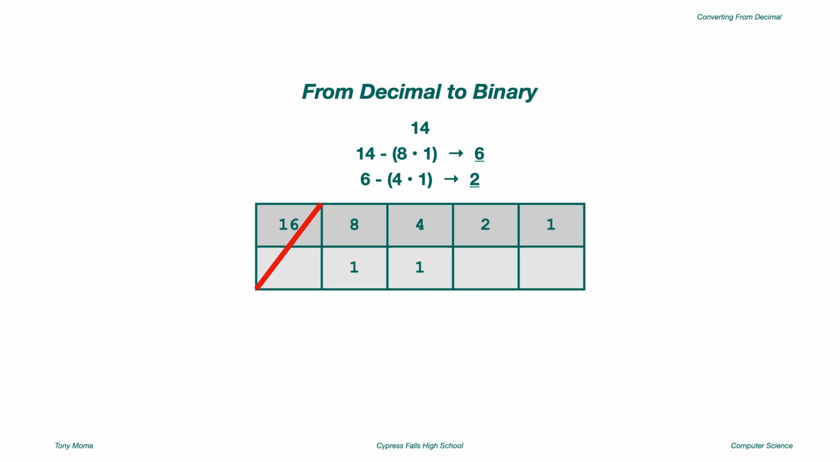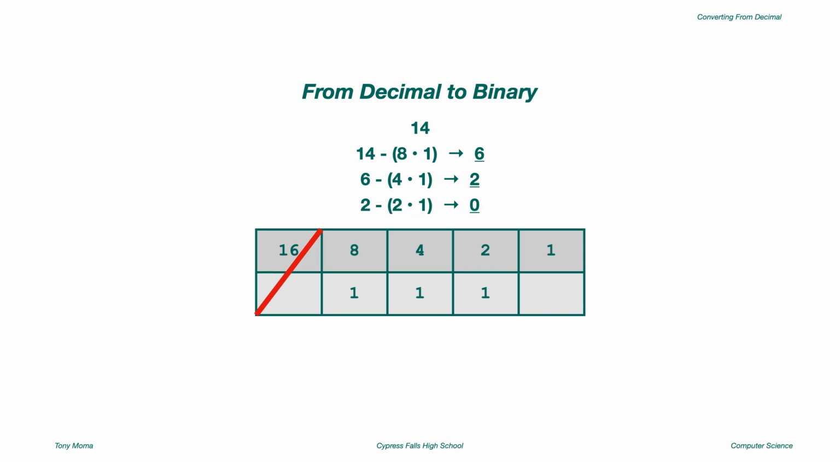How many 2s can fit inside a 2? Obviously, 1 can fit inside of it. Multiply the top row by the bottom row. 2 times 1, subtract it from 2, leaves us with 0. Next column, how many 1s can fit inside 0? Obviously, 0 because 1 is greater than 0. That completes our table. And the final answer we get by simply reading off the digits of the bottom row from left to right. So 14 converted to binary is 1110.